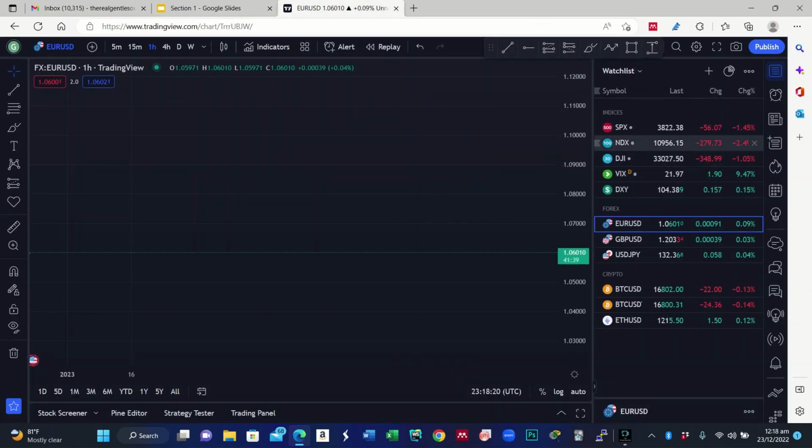Okay, these are examples of indices. We have XPS, SPX here, we have NDX, we have DGI, we have VIX, and we have DXY. These are some of the examples of indices you can trade on Forex.